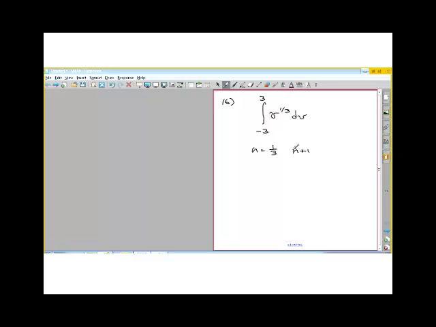Therefore, n plus 1, which is what we're looking for, is 1 plus 1/3, which is 4/3. So when we integrate it, the integration of v to the 1/3 gives you v to the 4/3 divided by 4/3. And because it's a definite integral, we're going to evaluate from -3 to +3.